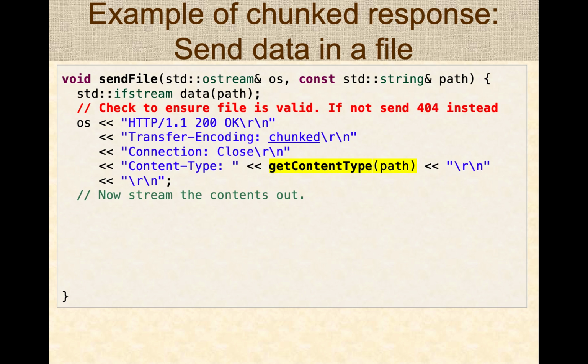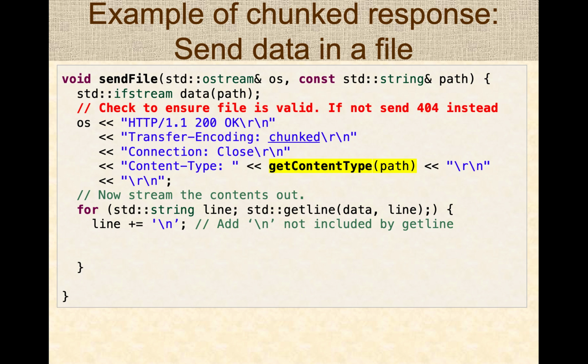Now we're going to start streaming the contents out. And we're going to do that line by line. So we have a standard for loop that's going to read a line from the file. And then notice that we have to add a \n because this \n is not included by getLine, because \n is the delimiter for getLine by default. So we have to add that \n because it was in the data. It's just that getLine doesn't give it back to us, so we need to add it back.